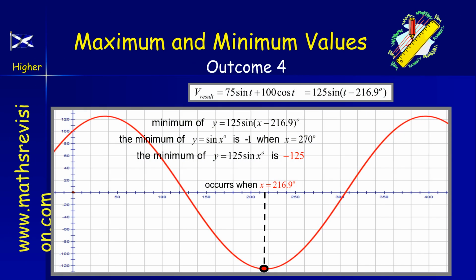To find the minimum value, we know the minimum of the sine function is -1. Therefore, the minimum value of our resultant wave is -125.